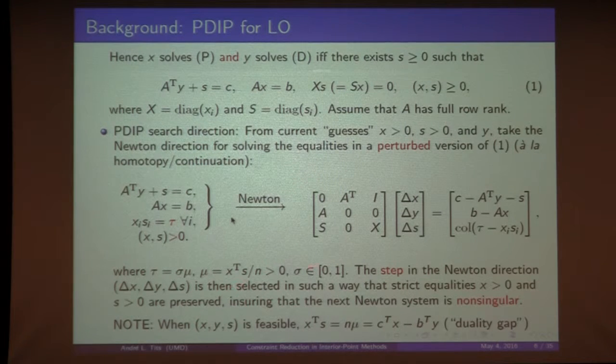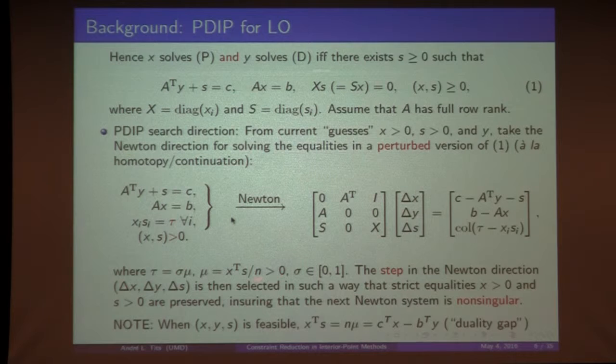Okay? So that's the Newton direction, and then you take a certain step in that direction. The step should mainly ensure that x and s remain positive. Apart from that, you should go essentially as far as you can. Okay?